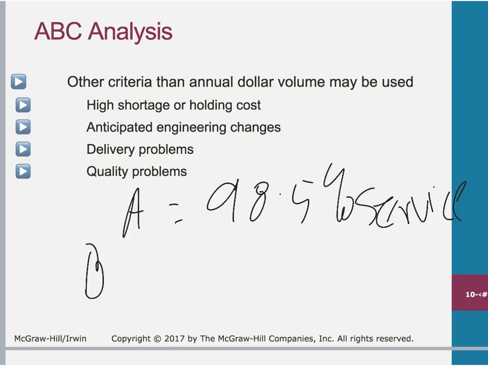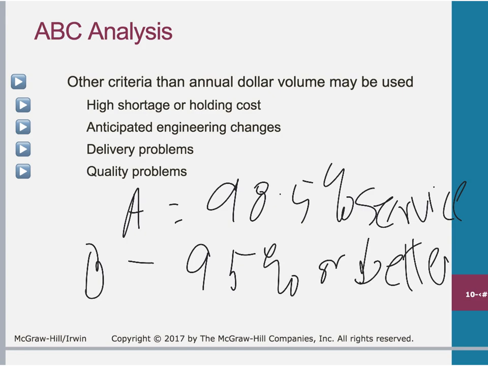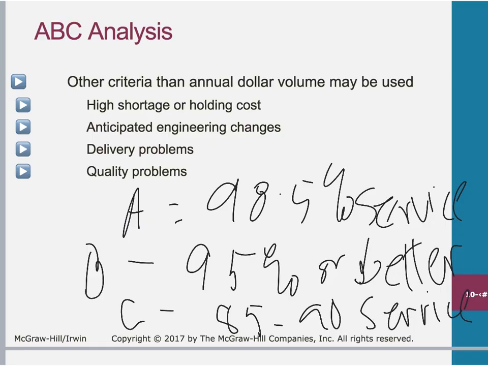B SKUs, you want to have 95% service or better, right? So every time they come to buy the product, you want to ensure that 95% of the time they can find it. And C SKUs could be anywhere from 85 to 90% service. It depends on the business and what you can do. You can even further divide the C's into C's and B's. So the C's would be 90, and then anything else below that would be 85% service or less.